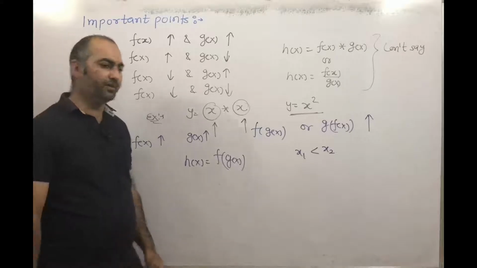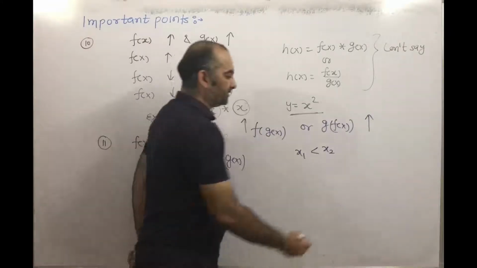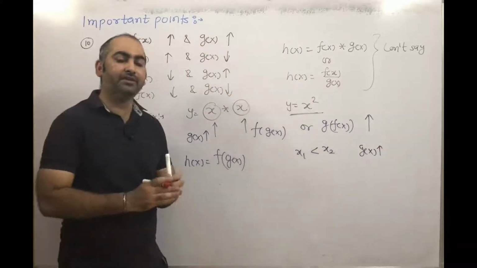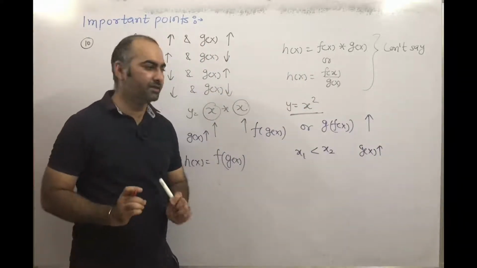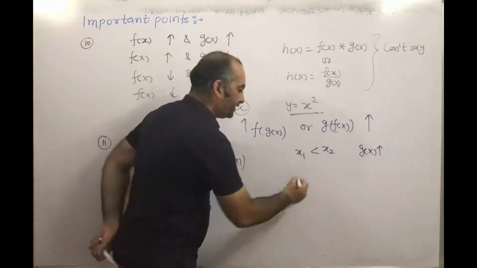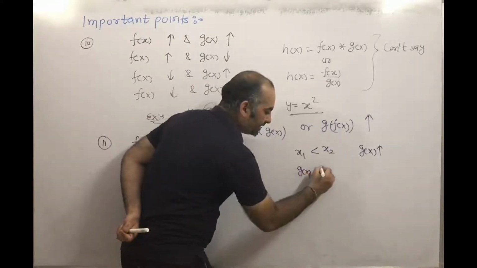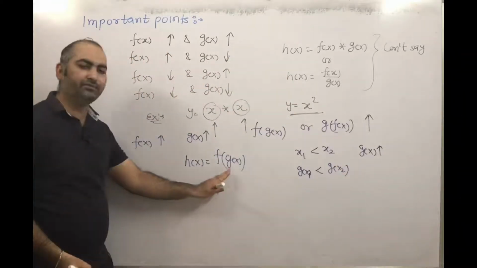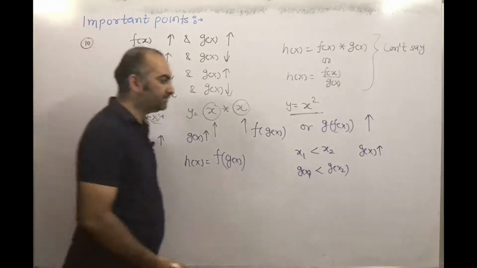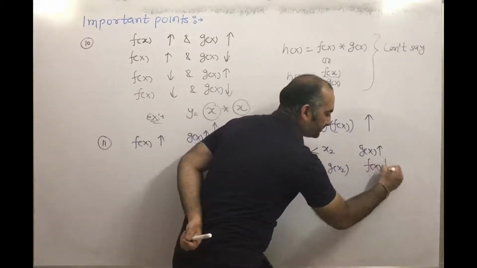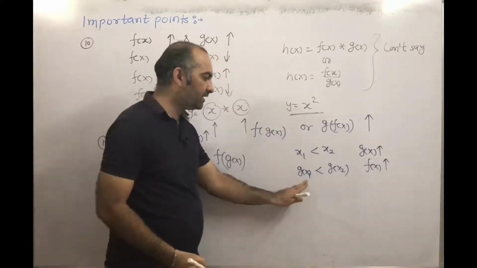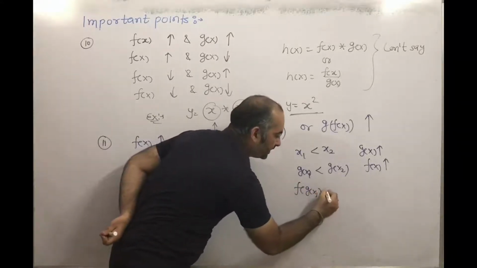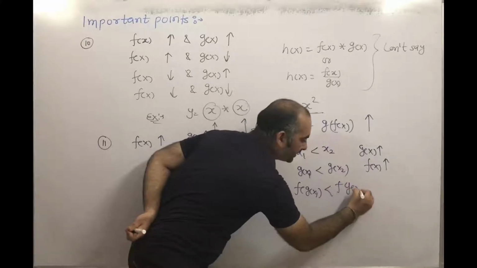Okay, so how to find out? So we know g(x) is what? Increasing. g(x) is increasing. So we know, for an increasing function, if we increase the x value, the y value is increased. So g(x) is an increasing function. So from here we can say that g(x1) is less than g(x2). Next is what? f(g(x)) we want. So f is also an increasing function, f(x) is also an increasing function. So we can say that g(x1) is less than g(x2), so f(g(x1)) is less than f(g(x2)).